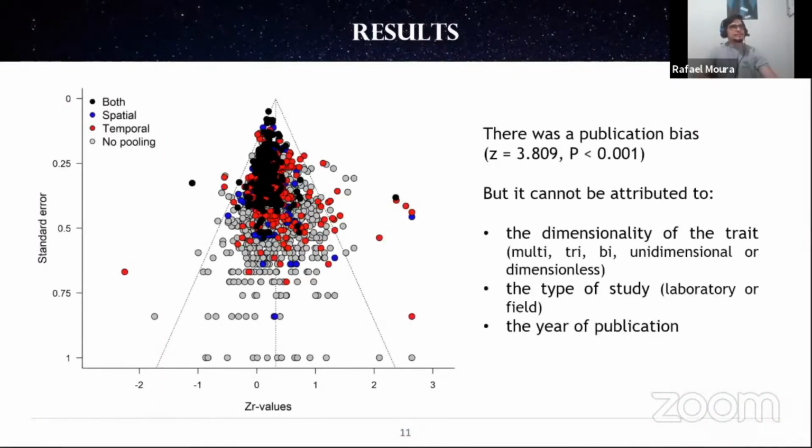Here you can see a funnel plot with all the results separated by the types of pooling practice, and we identified a positive publication bias. But we investigated different sources of the bias, such as the dimensionality of the trait, which could be multidimensional, unidimensional, or even dimensionless, the type of study, if the study was performed in the laboratory or in the field, and the year of publication. However, none of these moderators explained this positive bias. So we assume that this may represent a true asymmetry in assortative mating observed in nature.